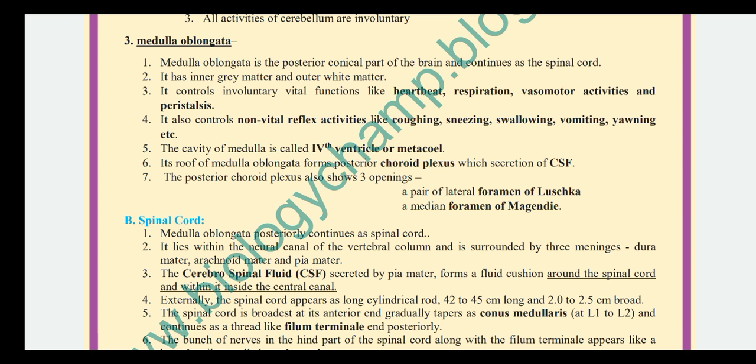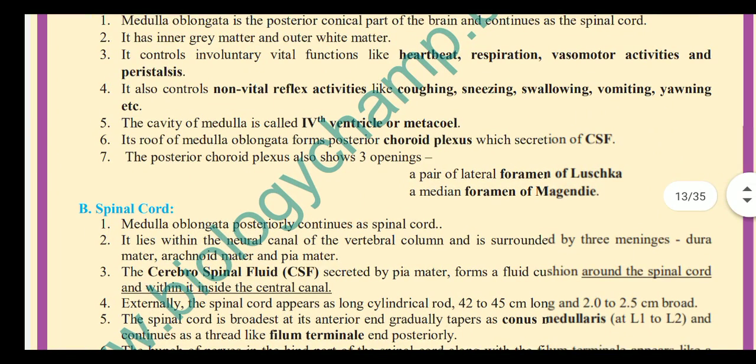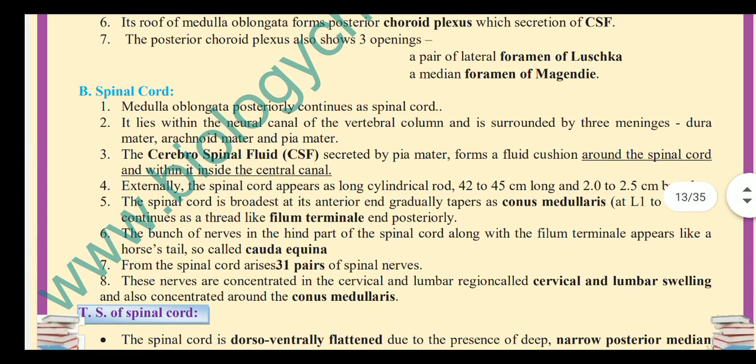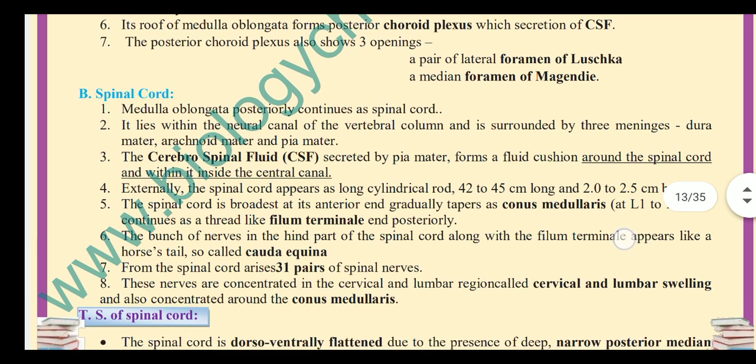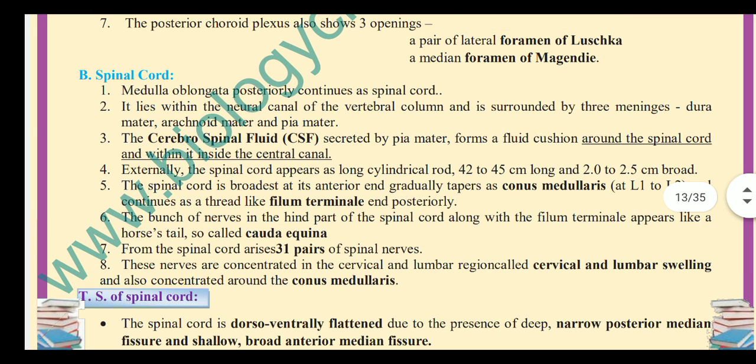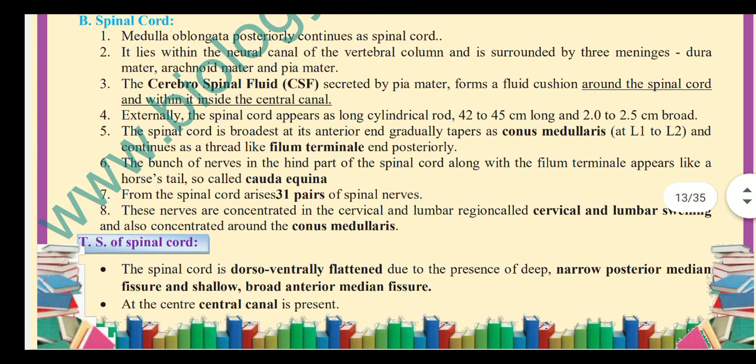The cavity of the medulla is called the fourth ventricle or metacoele. The roof of the medulla oblongata forms the posterior choroid plexus, which actually secretes CSF. The posterior choroid plexus also shows three openings: a pair of lateral foramina of Luschka and the median foramen of Magendie. This is not so important, which is why it is not explained properly here.